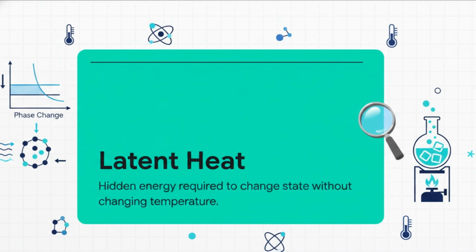Well, even though you're constantly adding energy by heating it, the temperature stops going up. And this is because that added energy is no longer being used to raise the temperature, it's being entirely consumed to break the intermolecular bonds holding those particles together. It's hidden energy, or latent heat, doing the heavy lifting of forcing a phase change.